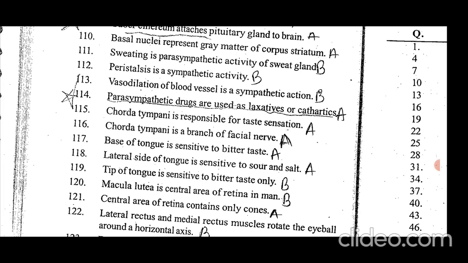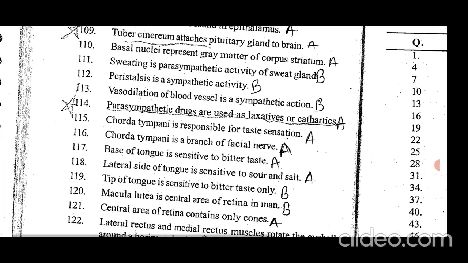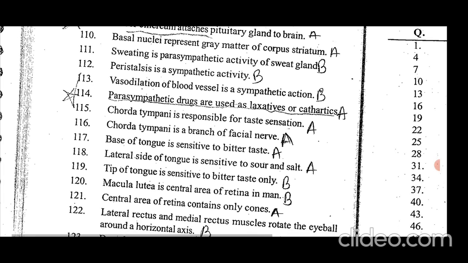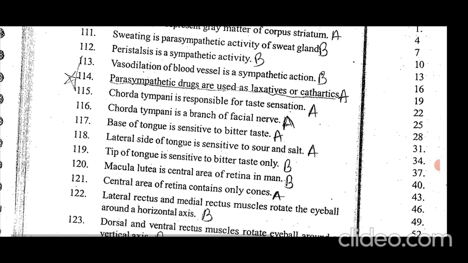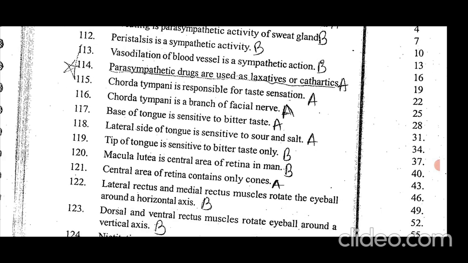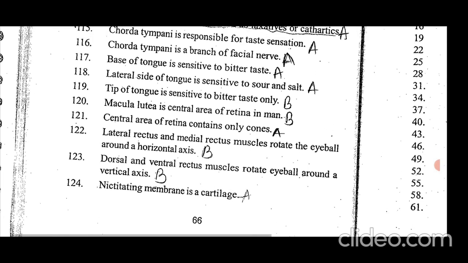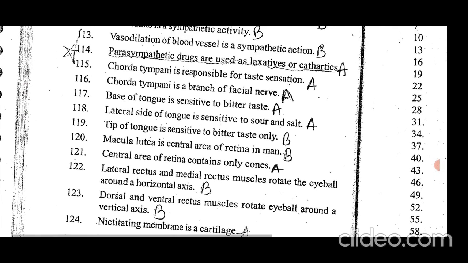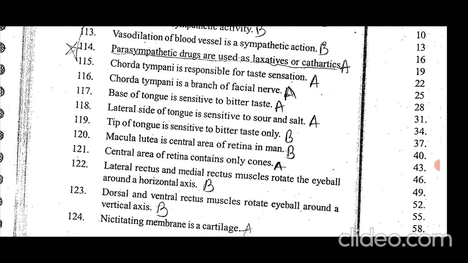Basal nuclei represent the gray matter of the corpus striatum. Tuber cinereum attaches the pituitary gland to the brain, and the central area of the retina contains only cones. Cones are present only in the central area of the retina. And the nictitating membrane is a cartilage.